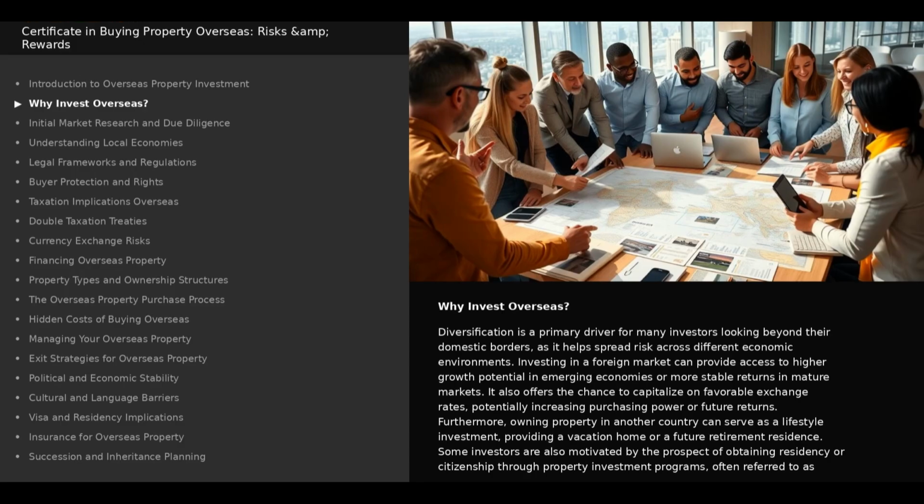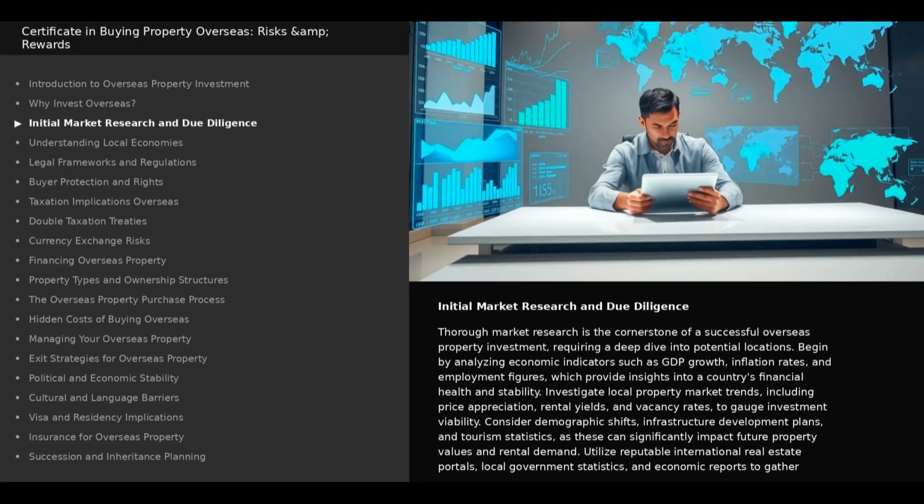Initial market research and due diligence. Thorough market research is the cornerstone of a successful overseas property investment, requiring a deep dive into potential locations. Begin by analyzing economic indicators such as GDP growth, inflation rates, and employment figures, which provide insights into a country's financial health and stability. Investigate local property market trends, including price appreciation, rental yields, and vacancy rates, to gauge investment viability.